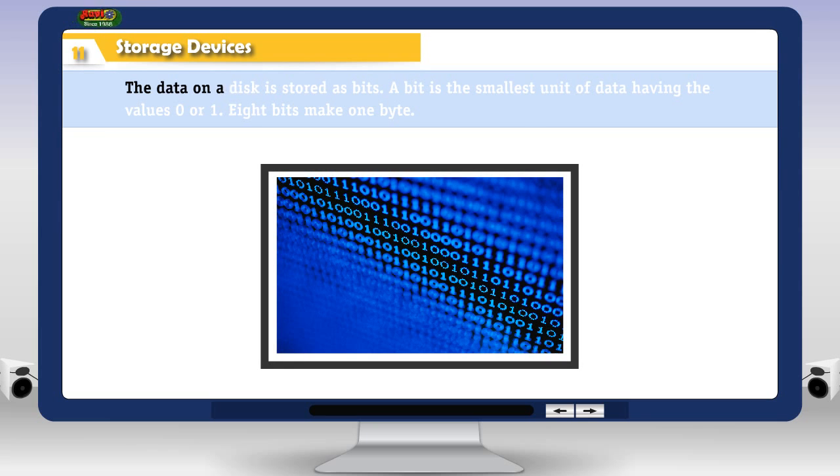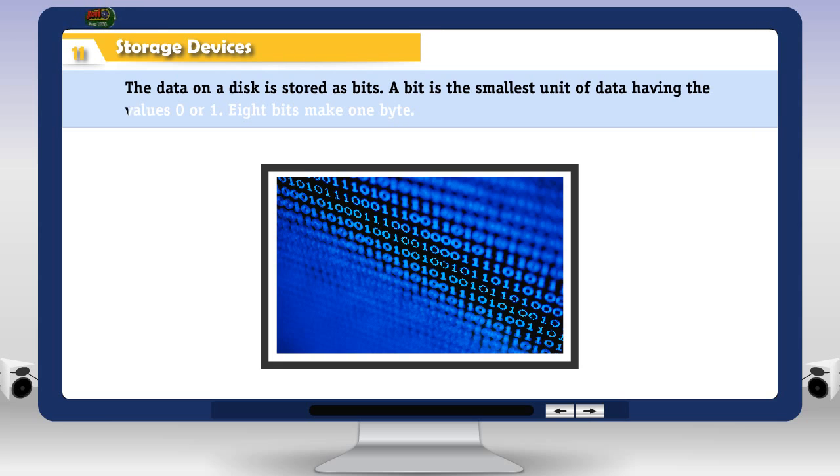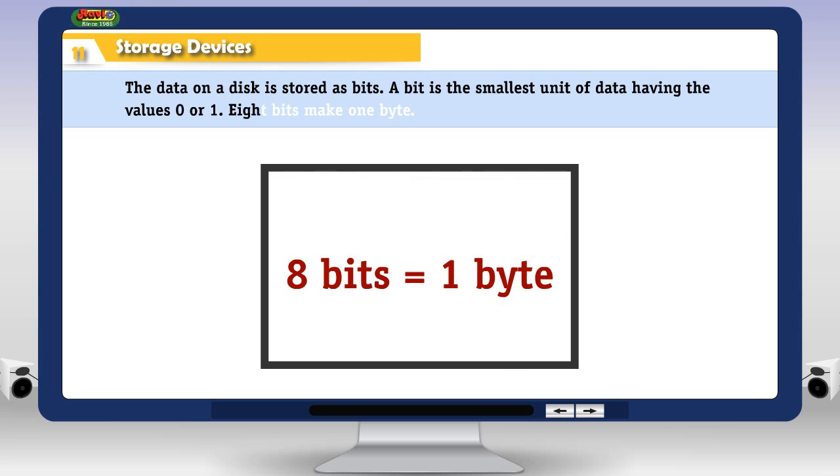The data on a disk is stored as bits. A bit is the smallest unit of data having the values 0 or 1. 8 bits make 1 byte.